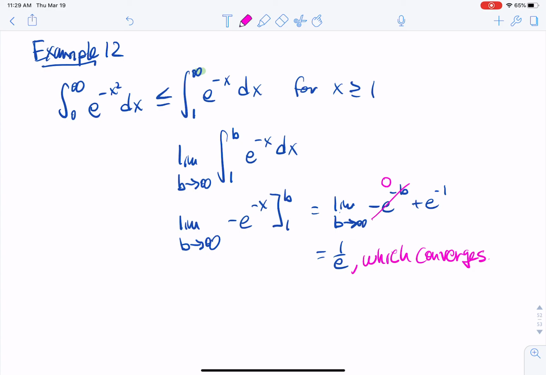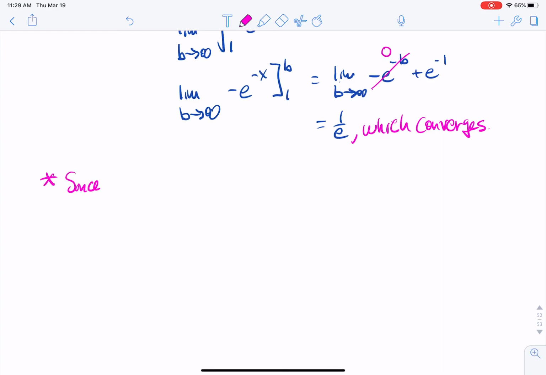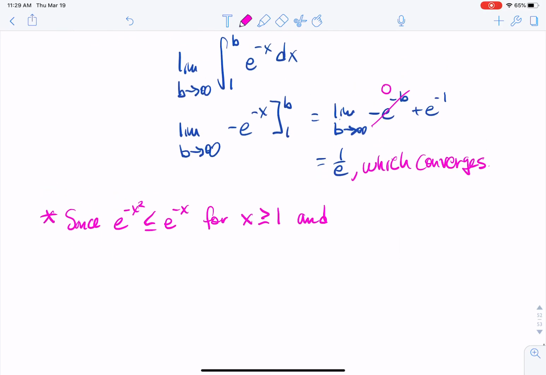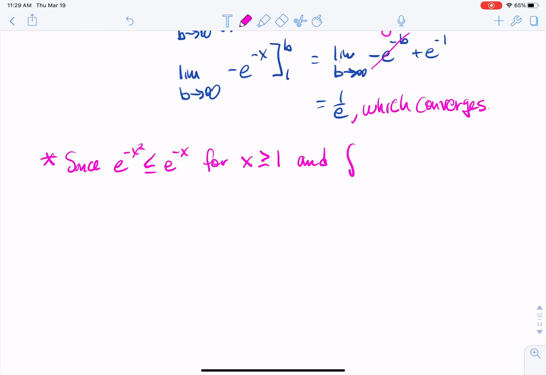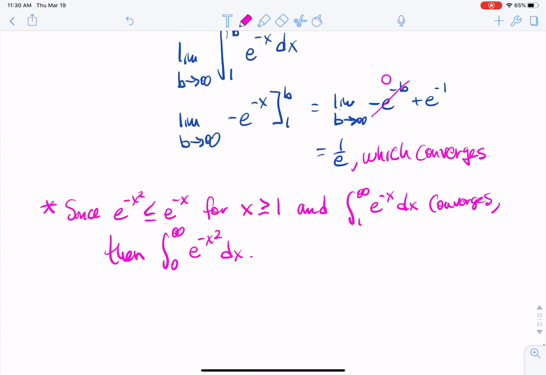Okay, so now I'm just going to draw my proper conclusion here and say that since e to the negative x squared is less than or equal to e to the negative x for x greater than or equal to 1, and the improper integral from 1 to infinity of e to the negative x dx converges, then ours also has to converge, the integral from 0 to infinity of e to the negative x squared dx. That's the comparison test in action there, all right?